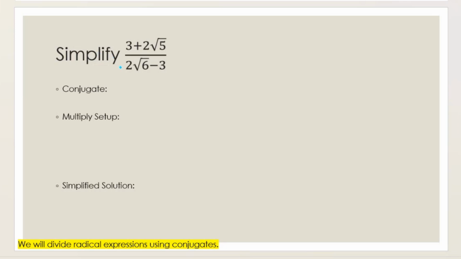So the first thing I want to focus in on is what is my conjugate for the denominator? It's always the focus. So we change just that minus to a plus. Everything else stays the same. Now I can set up the actual math problem. So we're going to do 3 plus 2 square root 5 over 2 square root 6 minus 3. That's the original problem. And now I multiply both the numerator and the denominator by this conjugate.